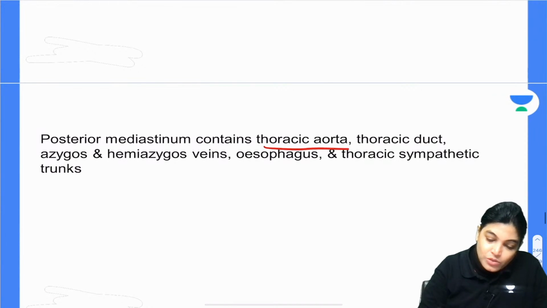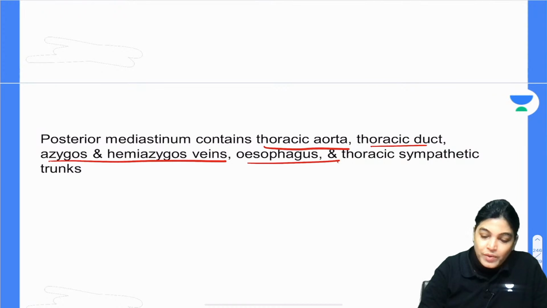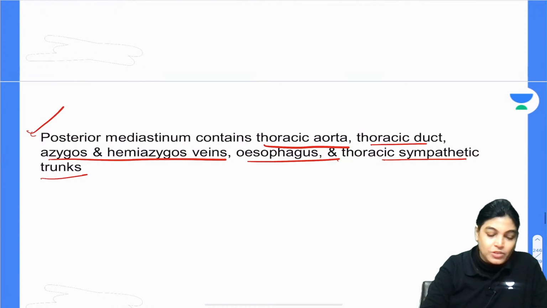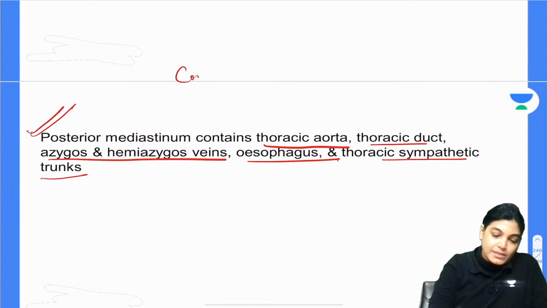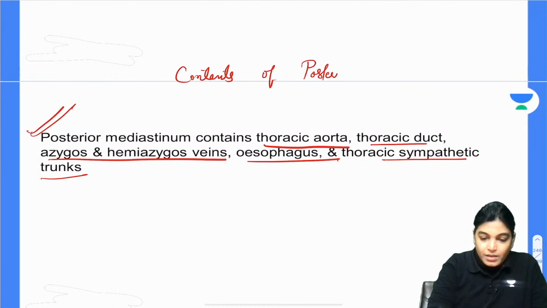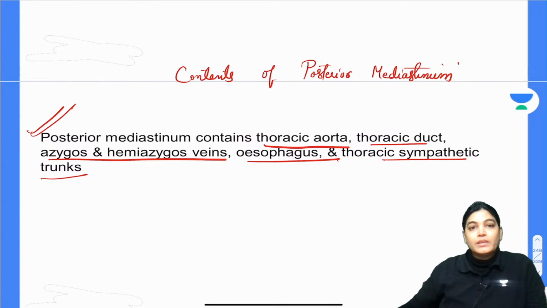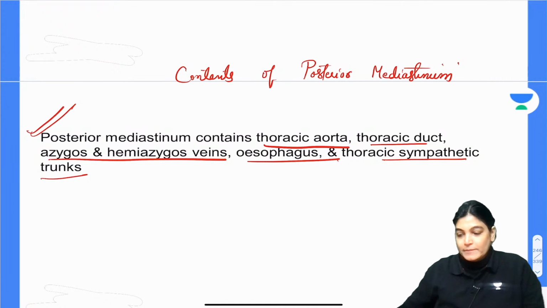Azygous vein along with other veins is a content of posterior mediastinum. Posterior mediastinum contains thoracic duct, thoracic aorta, azygous and hemiazygous veins, esophagus and thoracic sympathetic trunk. So all of you please note down all the contents of posterior mediastinum, very important. It contains thoracic duct, thoracic aorta, azygous vein, hemiazygous vein, esophagus and thoracic sympathetic trunk.